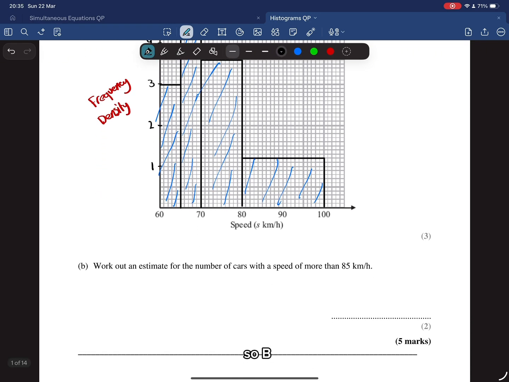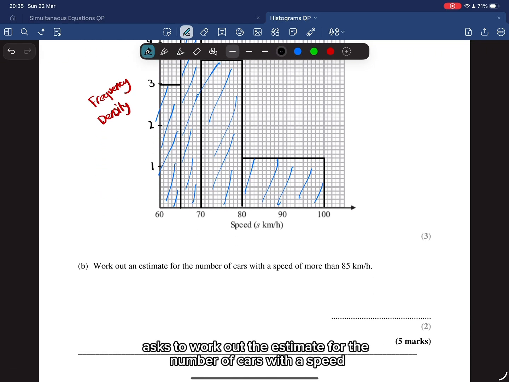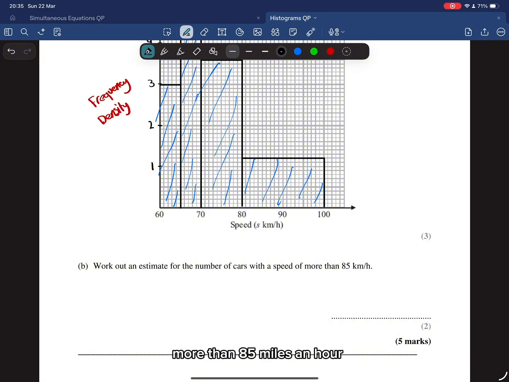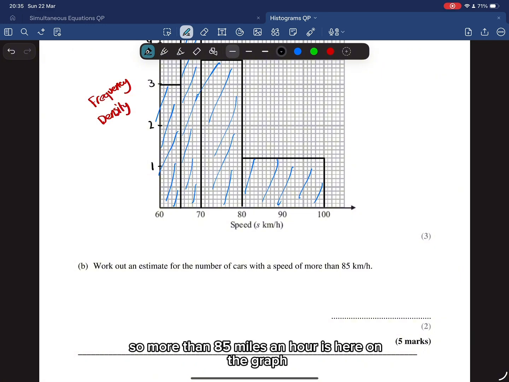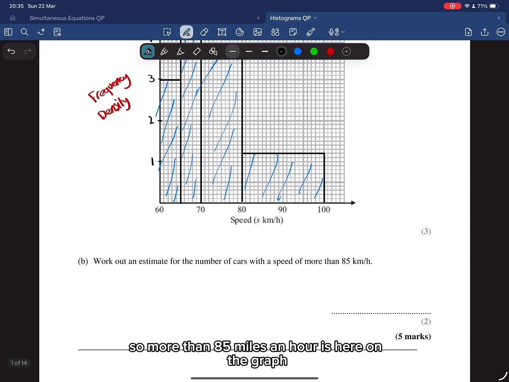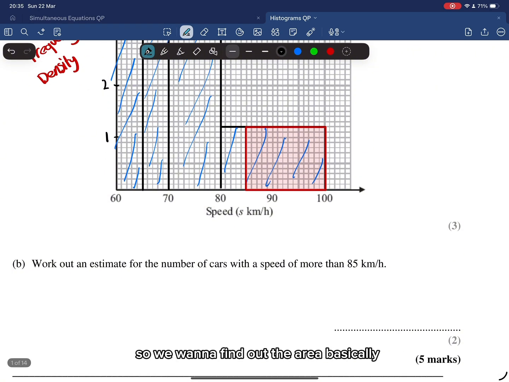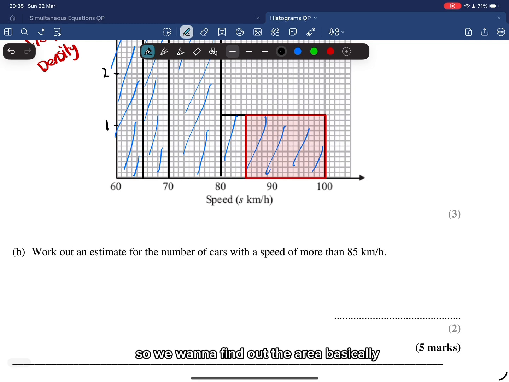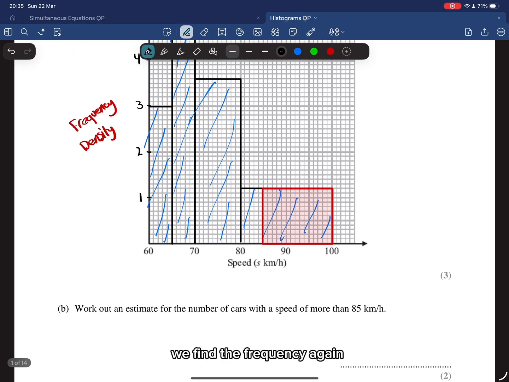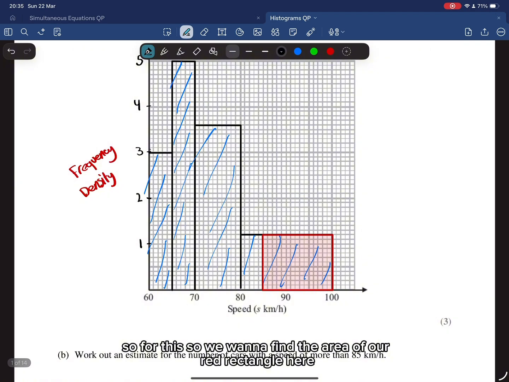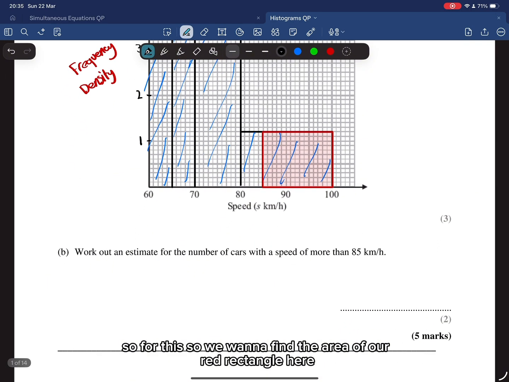Part B asks to work out the estimate for the number of cars with a speed more than 85 miles an hour. So, more than 85 miles an hour is here on the graph. So, 81, 82, 83, 84, 85. So, it's this part of the graph. We want to find out the area, basically, because if we reverse this graph, we find the frequency again. So we want to find the area of our red rectangle here.